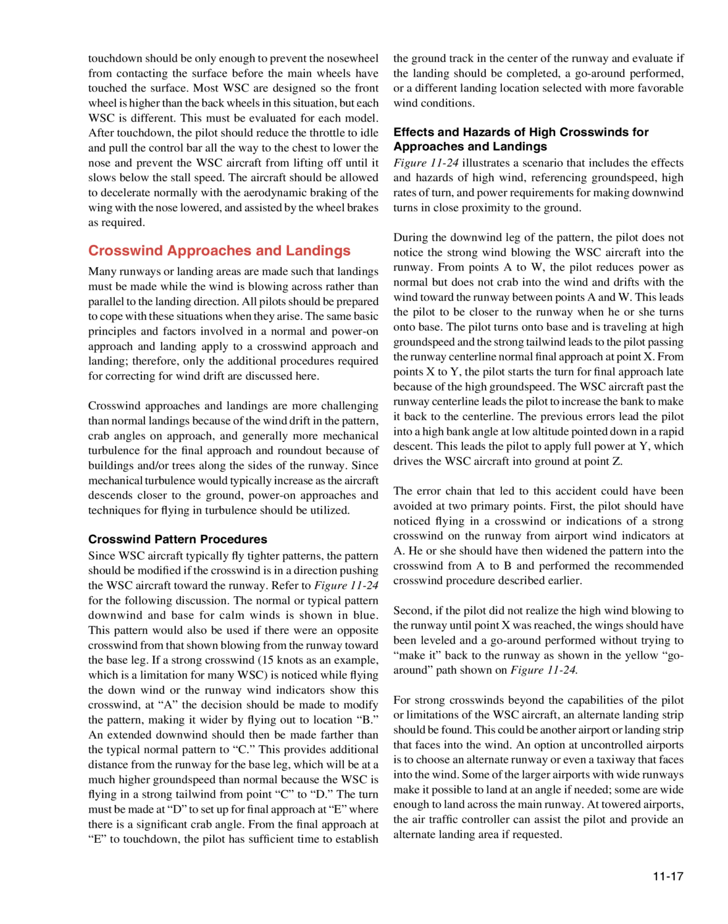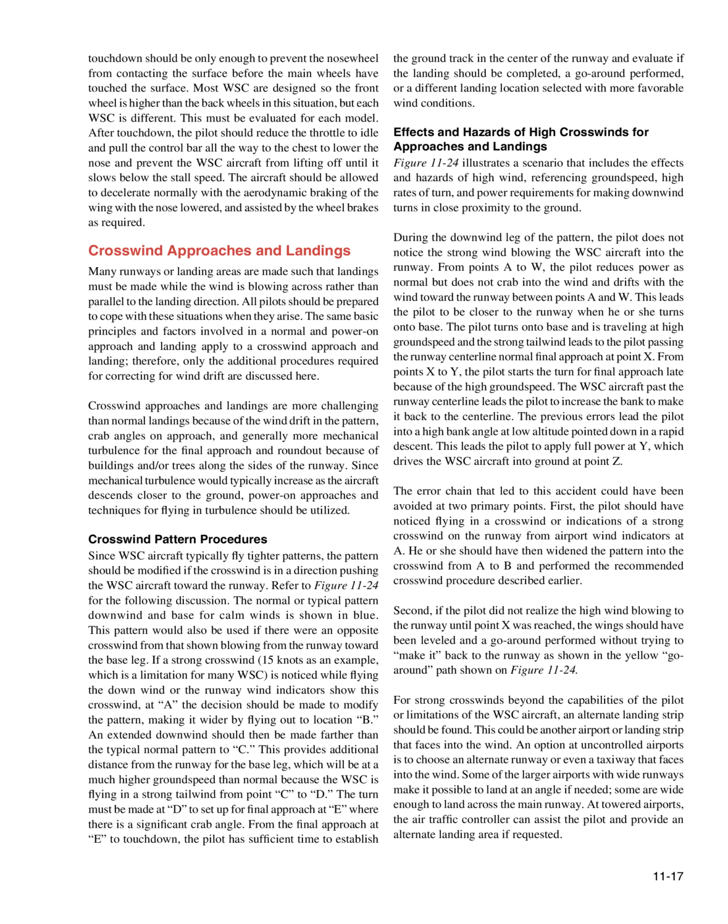The pilot turns onto base and is traveling at high ground speed, and the strong tailwind leads to the pilot passing the runway centerline normal final approach at point X. From points X to Y, the pilot starts the turn for final approach late because of the high ground speed. The WSC aircraft past the runway centerline leads the pilot to increase the bank to make it back to the centerline. The previous errors lead the pilot into a high bank angle at low altitude pointed down in a rapid descent. This leads the pilot to apply full power at Y, which drives the WSC aircraft into the ground at point Z.